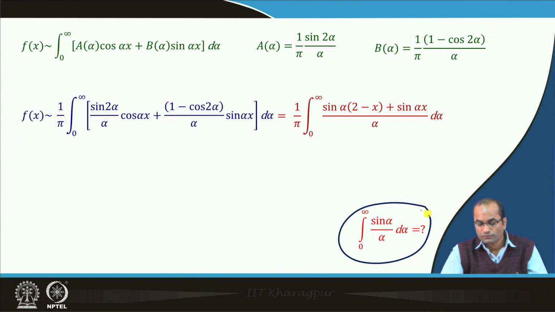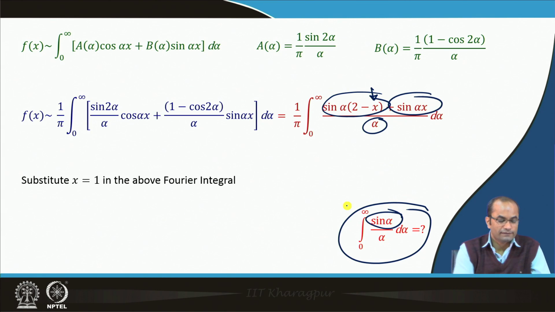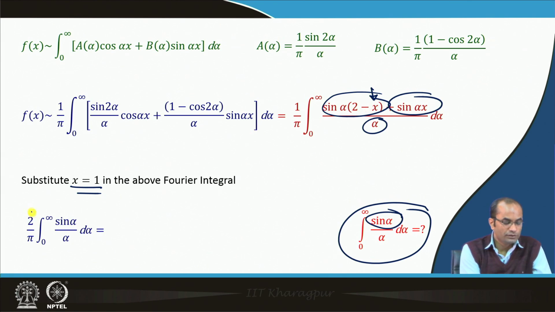And in the question this was asked, what is the value of the integral of sin alpha over alpha d alpha. So, we have already here alpha, and if we put x is equal to 1, for instance, this will be sin alpha, this will be sin alpha. So, we can get this desired integral just by substituting x is equal to 1 in this above integral. So, if you put x is equal to 1, that will be 2 over pi and sin alpha over alpha d alpha.